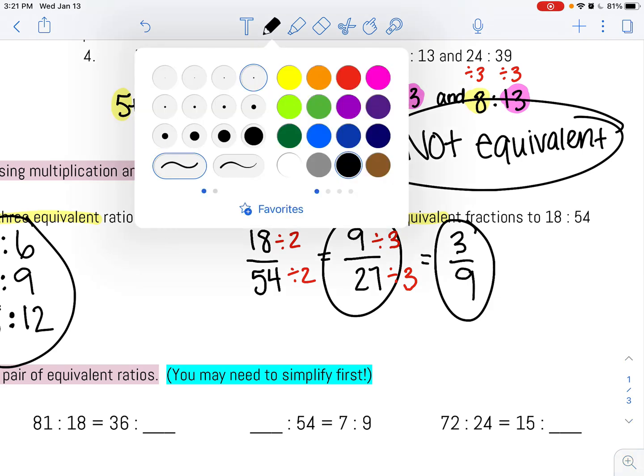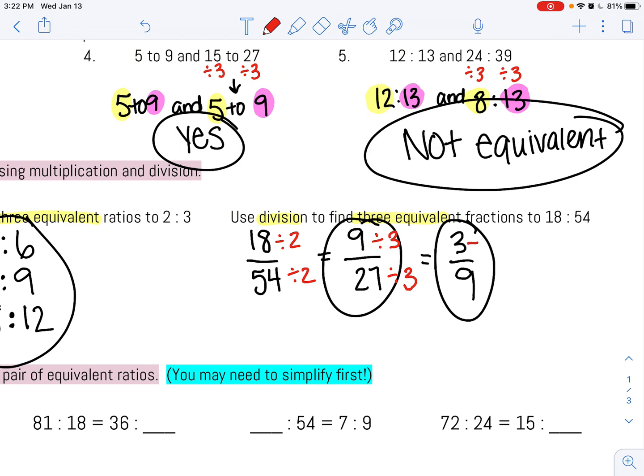And the third equivalent ratio I could come up with would be dividing by 3 again, in which I get 1/3 as being another equivalent ratio. So that is how we use division to find other equivalent fractions or ratios to the given 18 to 54 ratio.